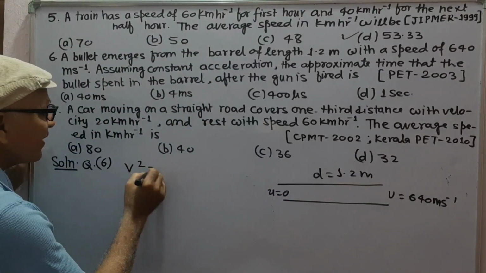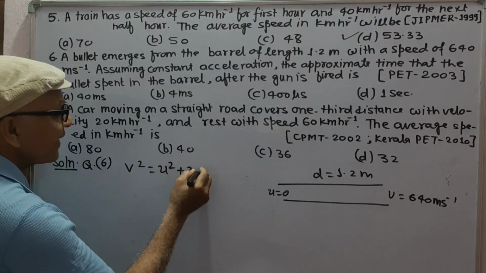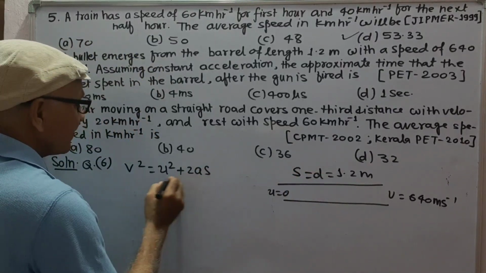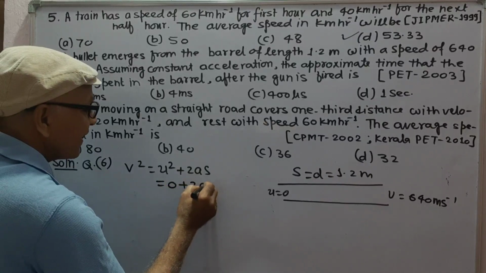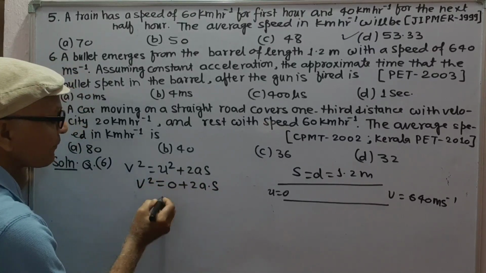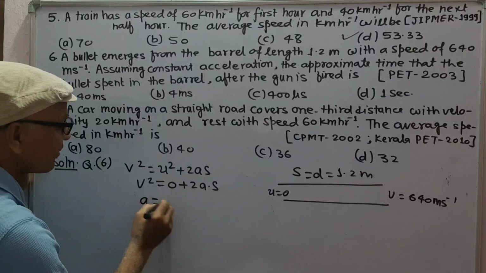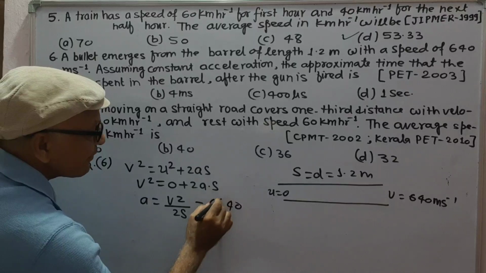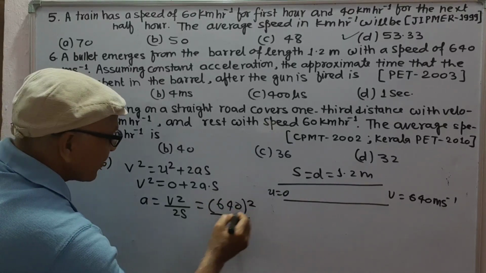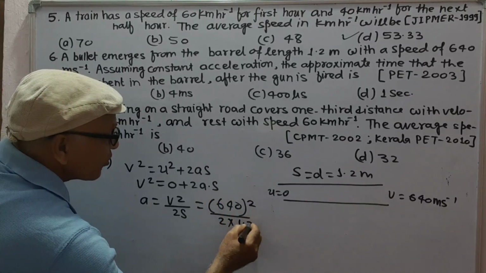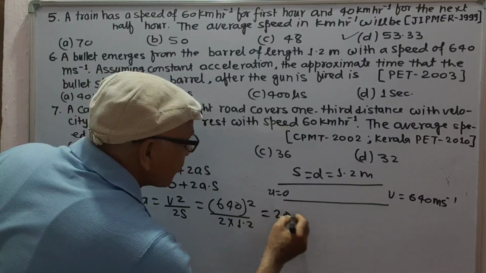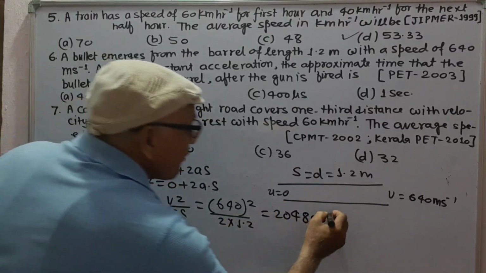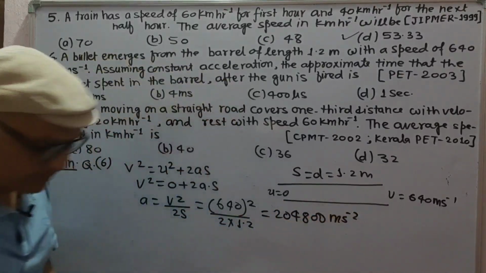So v square will be equal to u square plus 2as. This s is the length of the barrel. This is 0 plus 2a into s. So a will be equal to v square upon 2s. v is 640, its square upon 2 times s, where s is 1.2, which gives 204800 meter per second square.